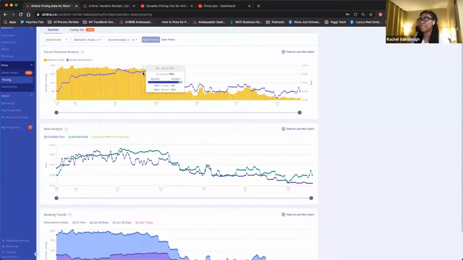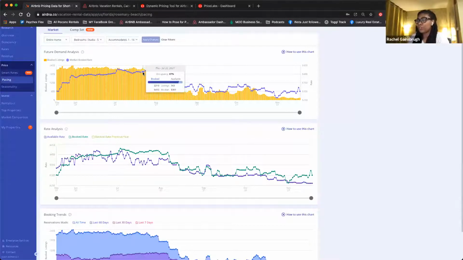So July 22nd, again, 87% occupancy. All right, so 2,000 listings are booked at an average daily rate of $413. And then the available listings, 343 are still available at $361.